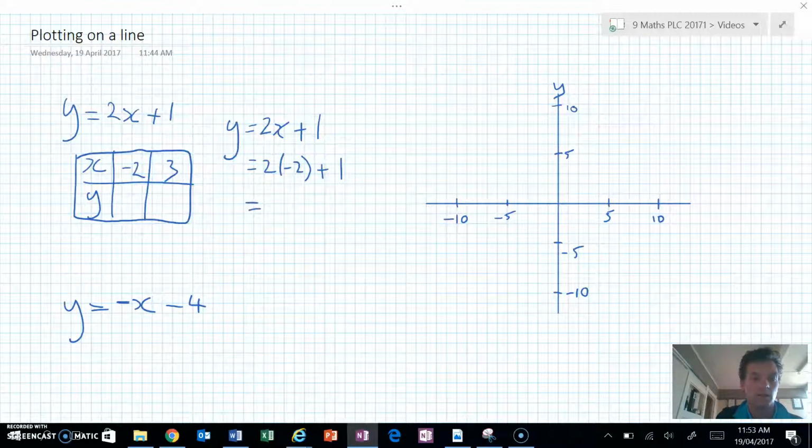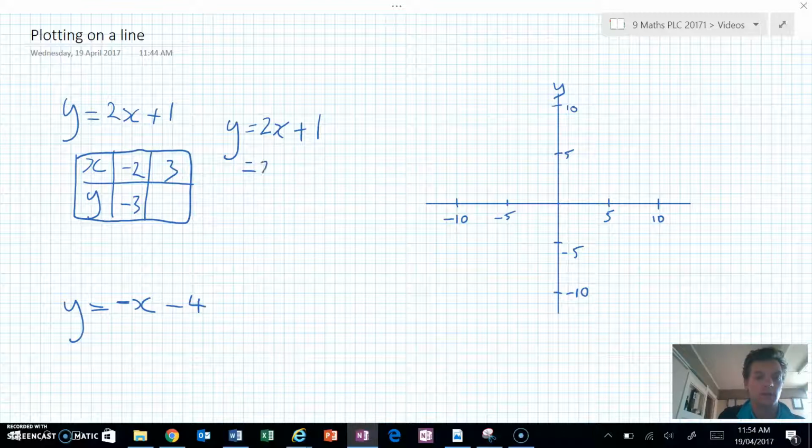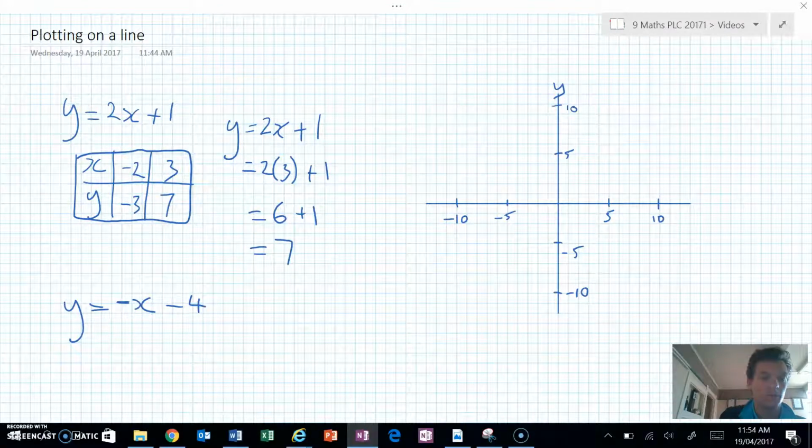So -2 times by 2 is going to be -4 plus 1. So we end up with the value of -3. So when x is equal to -2, y is equal to -3. We do the same again. This time we're substituting the value of +3 in. So 2 times by 3 plus 1. 6 plus 1 equal to 7. We'll pop that one in.